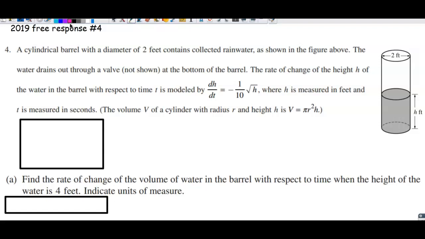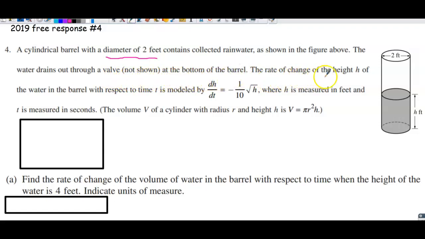So this is problem number 4 from the 2019 free response questions. It's a no calculator question, not that that really is our big deal here. So let's see what this problem has in store for us. A cylindrical barrel with a diameter of 2 feet contains collected rainwater as shown in the figure above. My figure's over here to the right. The water drains out through a valve that's not shown at the bottom of the barrel.